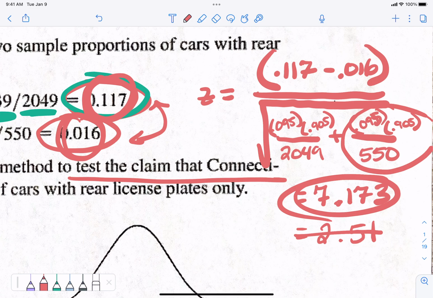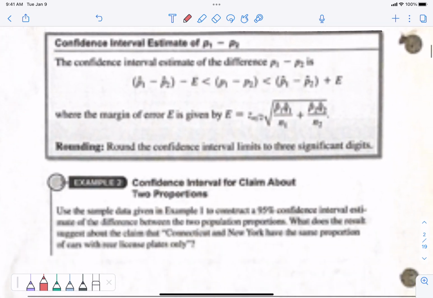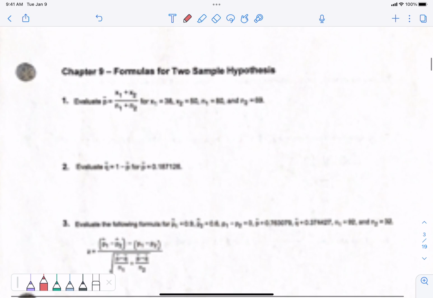Okay, 7.17. Did you get that? Yes. Yeah. Maybe. I don't know. If you didn't get it, I can come help you figure out what you did wrong. But let's go to this stuff.